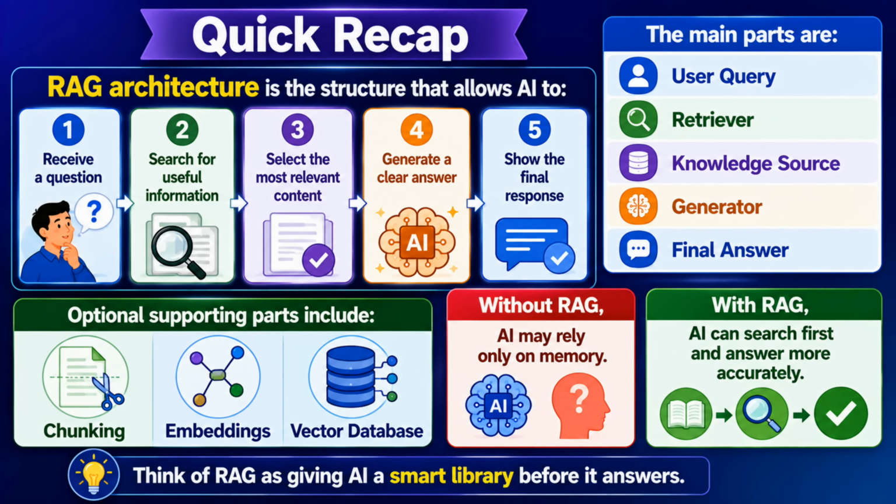Now we will see the summary. RAG architecture is a structure that allows AI to receive a question, search for useful information, select the most relevant content, generate a clear answer, and show the final response. The main parts are user query, retriever, knowledge source, generator, and final answer. Some systems also include chunking, embeddings, and vector database. Without RAG, AI may rely only on memory. With RAG, AI can search first and answer more accurately. Think of RAG as giving AI access to a smart library before answering your question.